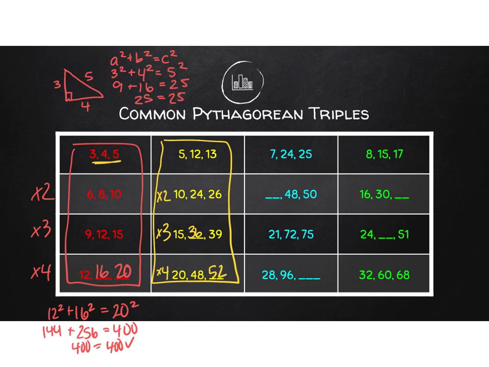You could check any of these by doing 20 squared plus 48 squared, and you would see that you would indeed get 52 squared. This will work for any Pythagorean triple. So if you find one Pythagorean triple, you can multiply those numbers by any integer to get another Pythagorean triple. I would like you to use this strategy to fill in the missing numbers for the last two columns. Go ahead and pause the video and then press play to check your work. Go ahead and check. In the blue column, I got 14 and 100, and in the green column, 34 and 45.